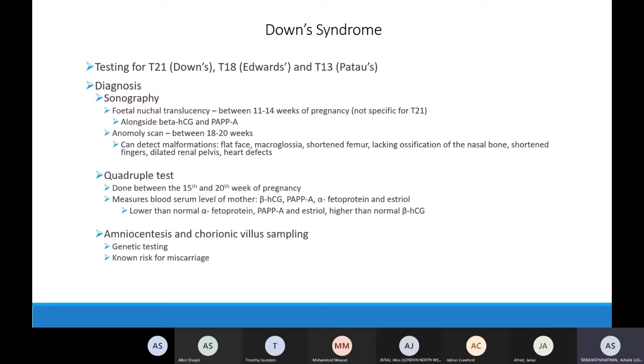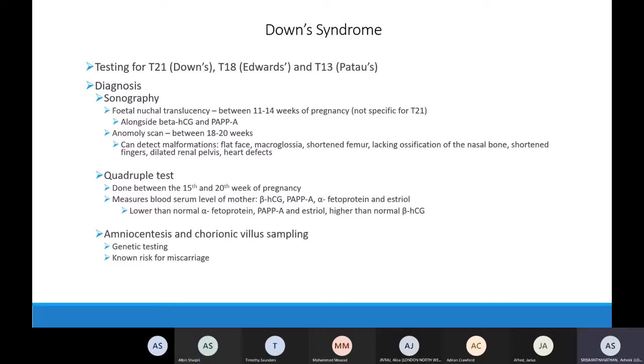So I've just put all the information onto one slide for you about this. The initial screening, the nuchal translucency, doesn't just look for trisomy 21. It also looks for trisomy 18, which is Edwards, and trisomy 13, which is Patau's. The diagnosis is with sonography, and the fetal nuchal translucency is done alongside your beta HCG and PAPP-A. Your anomaly scan is between 18 to 20 weeks, and that, like I mentioned before, detects malformations such as flat facial defects, any microglossia, shortened femurs, any lack of ossification in the nasal bones, or shortened fingers. It looks at your heart and your kidneys as well.